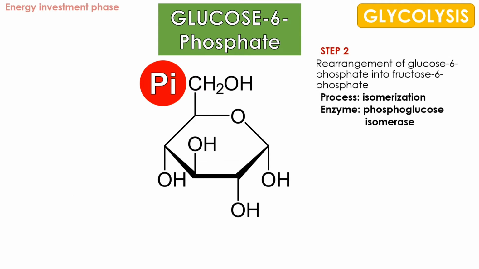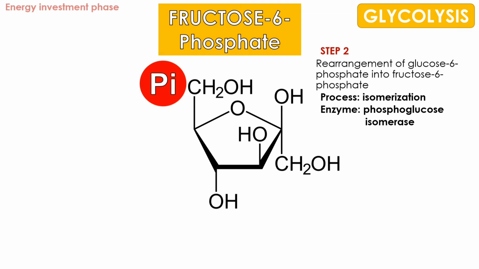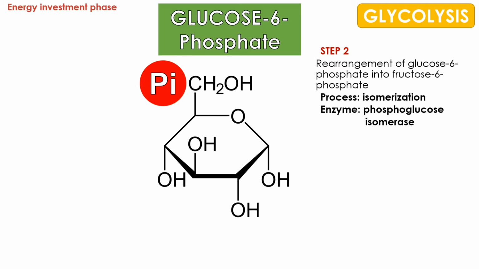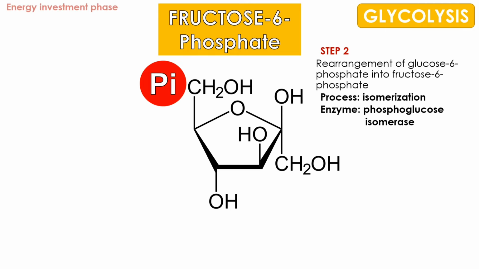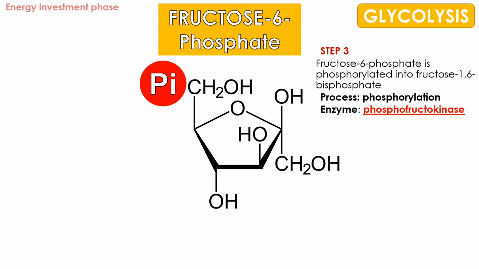Step 2. Isomerization. In this step, glucose 6-phosphate will be rearranged into fructose 6-phosphate. Notice that the change is only in terms of the structure of the molecule and not the chemical formula, hence the name isomerization. In step 3, fructose 6-phosphate will be phosphorylated into fructose 1,6-bisphosphate.